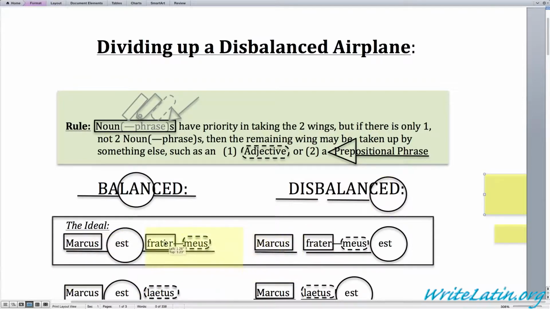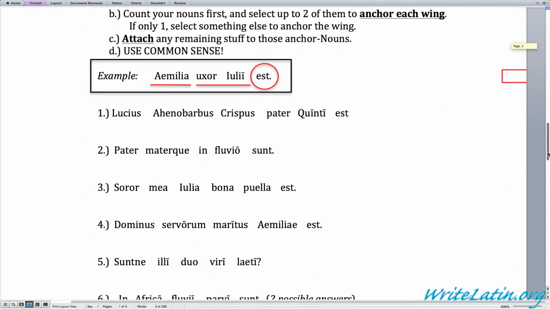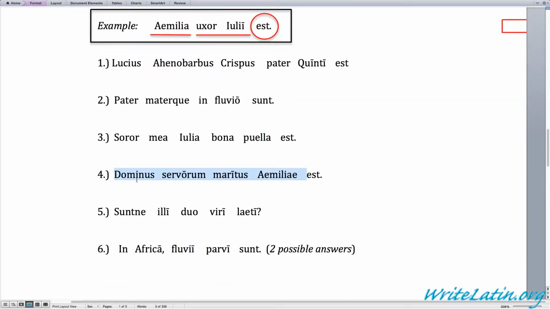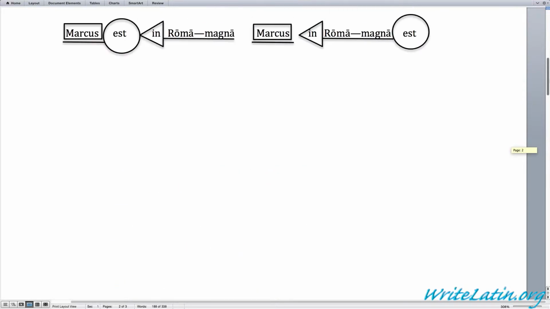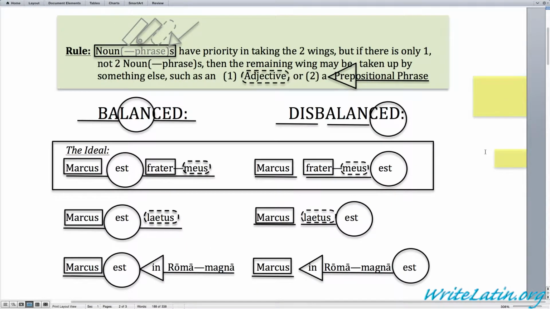Marcus, Marcus. Frater meus, frater meus. Est, est. The only difference is the verb is there on the right. Okay, but this can be a little confusing because we can have a long string of words like Dominus servorum maritus familiae, and it can be overwhelming. So you need to get good at dividing up the two wings of the disbalanced airplane.